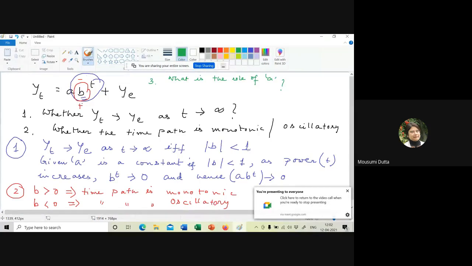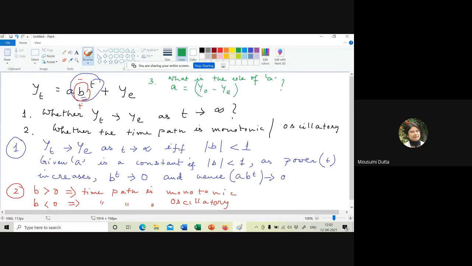While we discussed the cobweb model, or we will discuss some other model, I hope you are understanding, A will basically be the difference between the initial value and the equilibrium value. In case of the cobweb model, if you look at the time path, it is P naught minus PE.